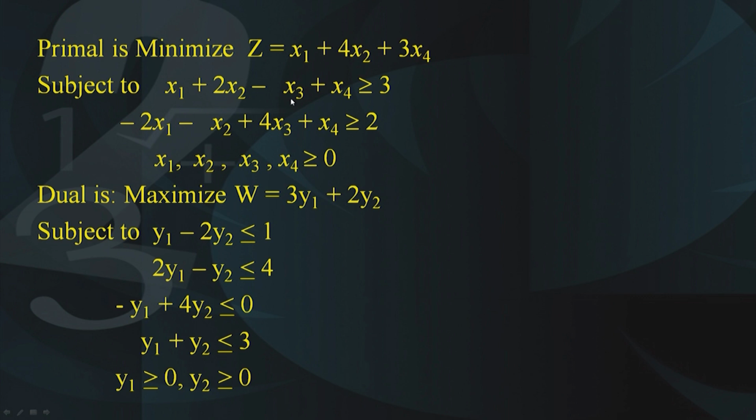So, the primal problem that we had was given by x1 plus 4x2 plus 3x4, subject to x1 plus 2x2 minus x3 plus x4 greater than or equal to 3, minus 2x1 minus x2 plus 4x3 plus x4 greater than or equal to 2, all xi greater than or equal to 0. And the dual was maximization of 3y1 plus 2y2 subject to y1 minus 2y2 less than or equal to 1, 2y1 minus y2 less than or equal to 4, minus y1 plus 4y2 less than or equal to 0, y1 plus y2 less than or equal to 3, and all the y1 and y2 greater than or equal to 0.